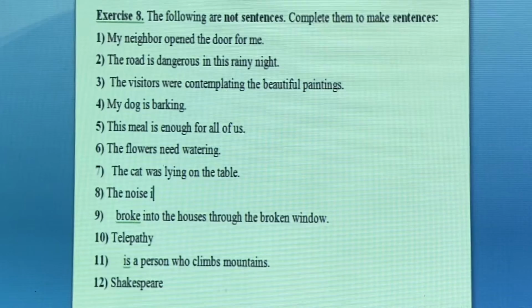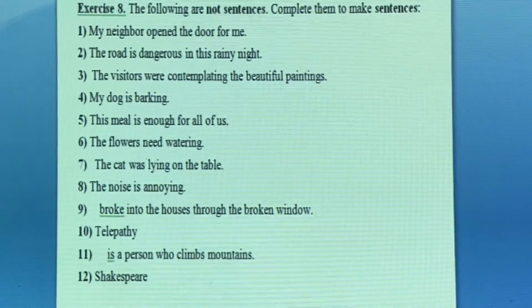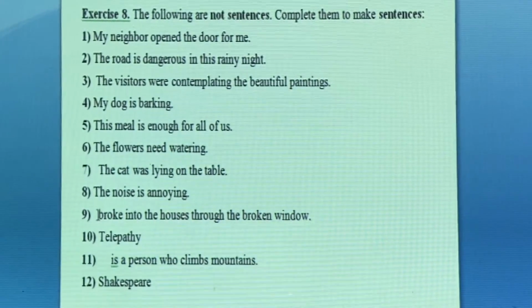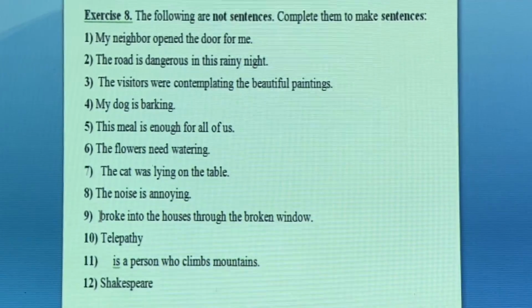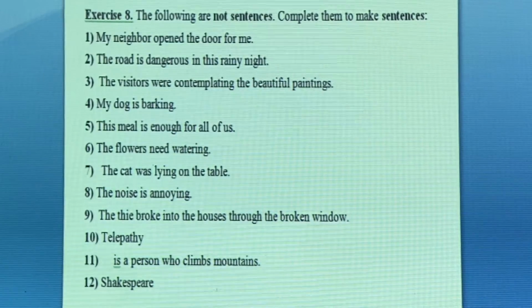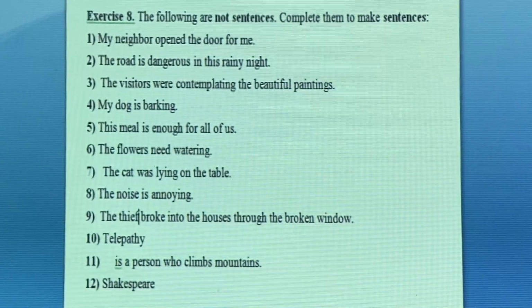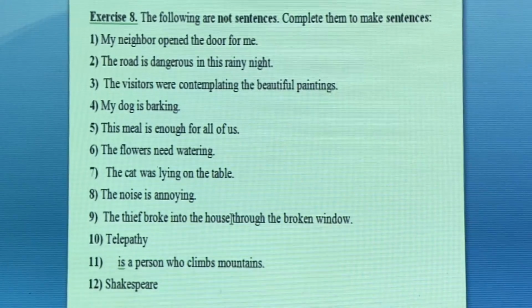The noise is annoying. Suppose you are hearing a noise which is unbearable. You say the noise is annoying. So who is the person that breaks into houses? The thief or the burglar. The thief broke into the house through the broken window.